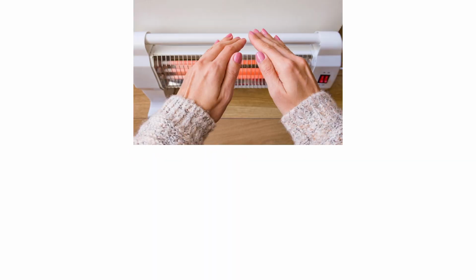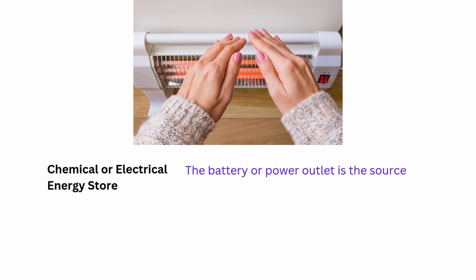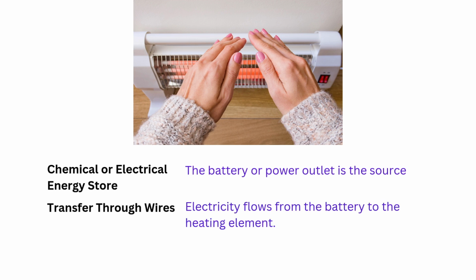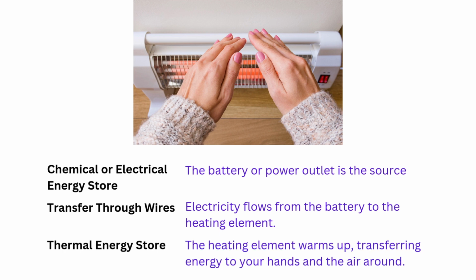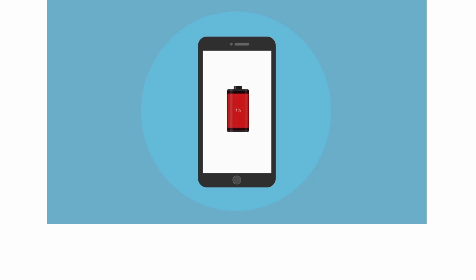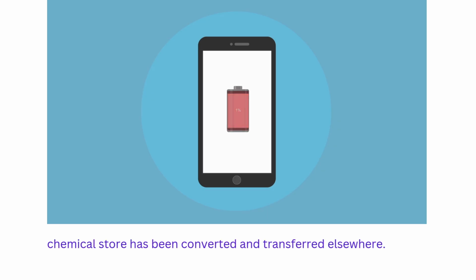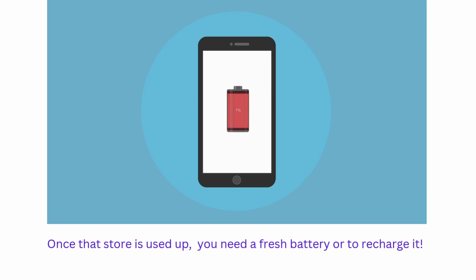Let's consider an electric hand warmer you switch on. It has a chemical or electrical energy store, the battery or power outlet is the source. Then energy is transferred through wires, electricity flows from the battery to the heating element. And then there is a thermal energy store, the heating element warms up, transferring energy to your hands and the air around. If you've ever wondered why batteries eventually run out, it's because their chemical store has been converted and transferred elsewhere. Once that store is used up, you need a fresh battery or to recharge it.